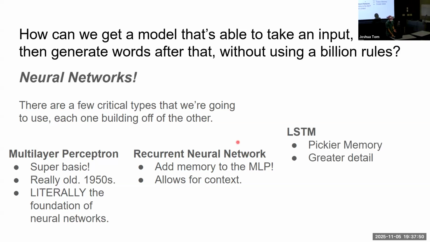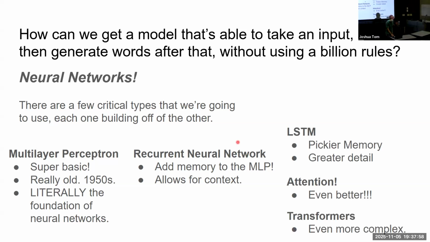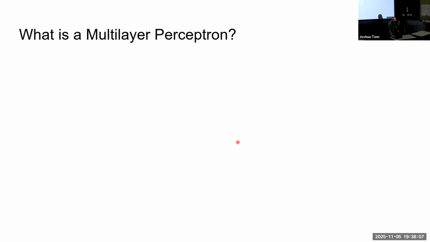From there, we go to an LSTM, which stands for long short-term memory. It's pickier memory, allows for greater detail preservation, and then we're going to go to attention and then transformers. I'll explain how those tie into each other, but it was too many words to fit in that one spot, so I just didn't.